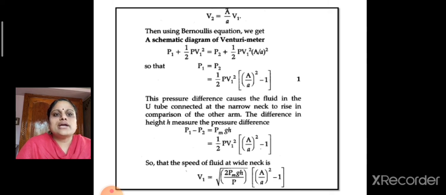So, P1 minus P2 must be equivalent to rho m G H. Here, rho m is the density of liquid taken in the manometer, which is equivalent to half rho V1 square into capital A by small a whole square minus 1. Rearranging the equation, we get V1 is equivalent to the square root of 2 rho m G H divided by rho into capital A by small a the whole square minus 1.